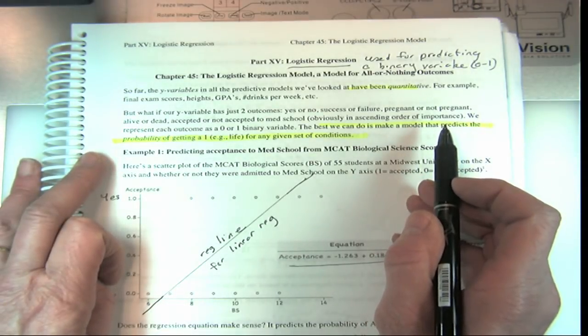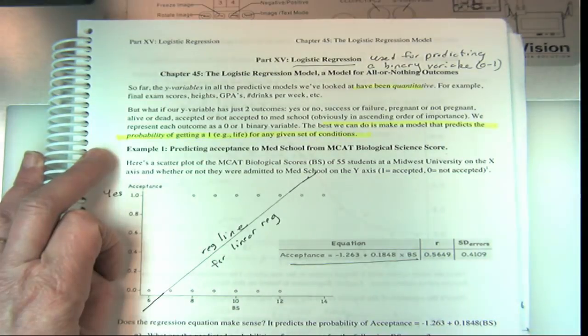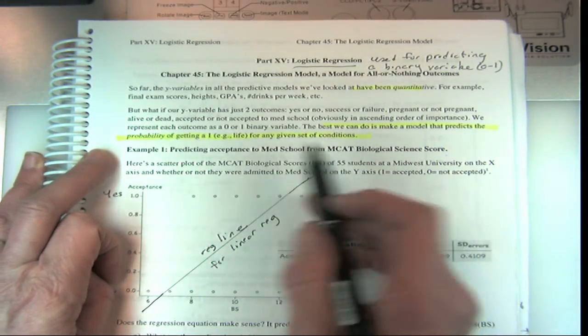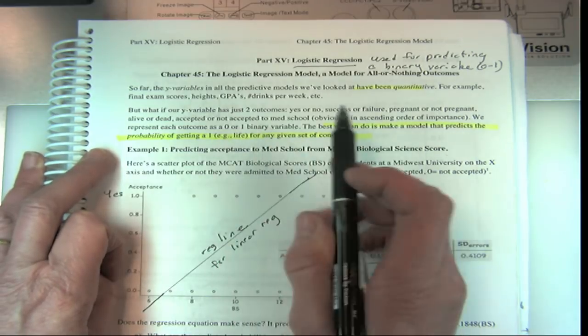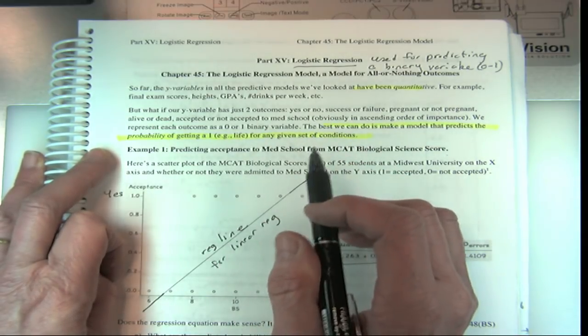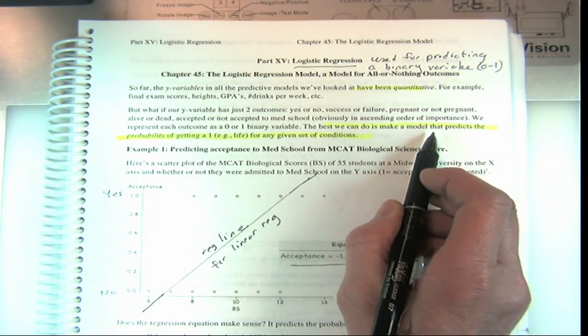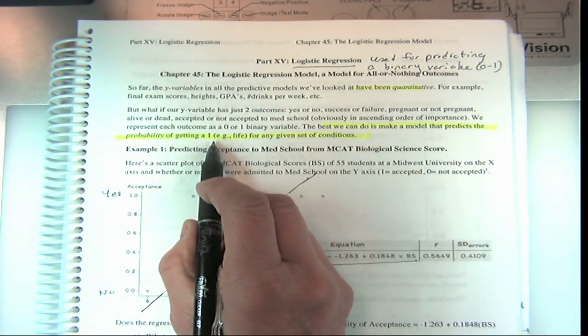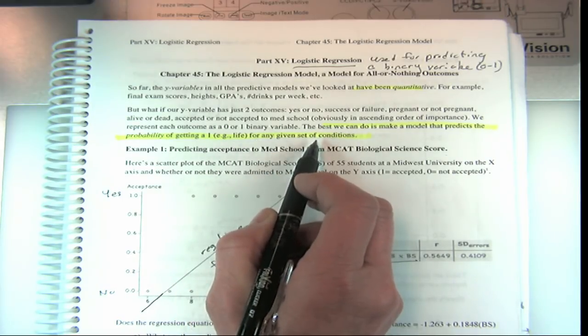Then how could we use our ordinary least squares regression equation to make a prediction for just a 0 or 1? That kind of doesn't really make sense. What makes more sense is that the best we can do is make a model that predicts the probability of getting a 1 or a 0, given a set of predictors.